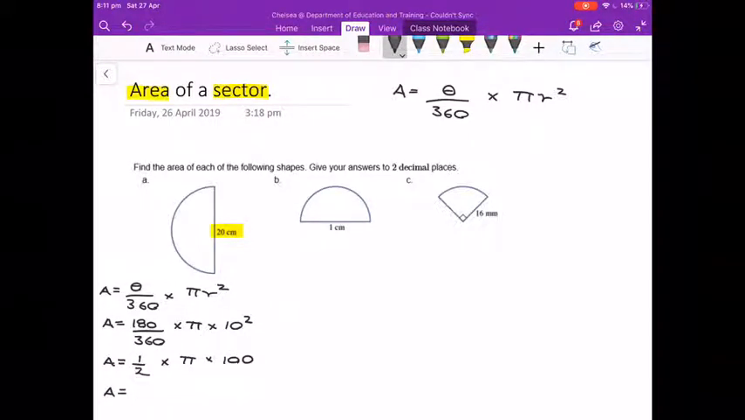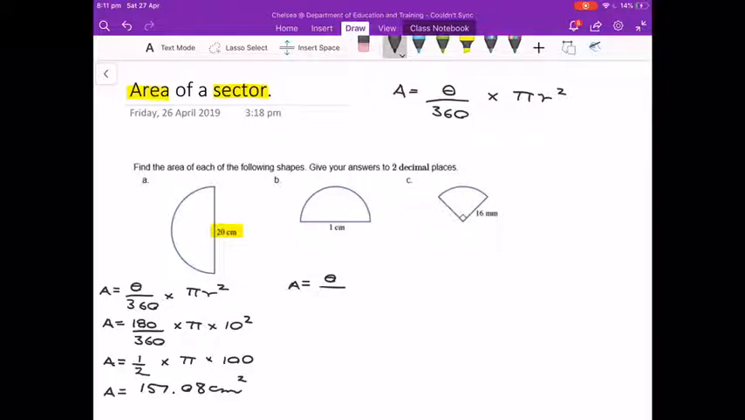What you then do is you type that information into your calculator and we get 157.08 centimeters squared. Let's go through the next problem now.